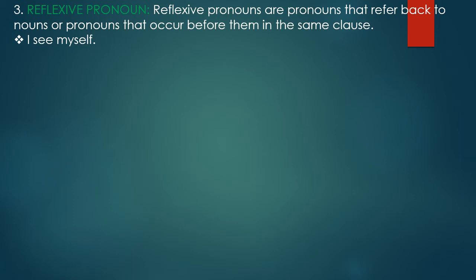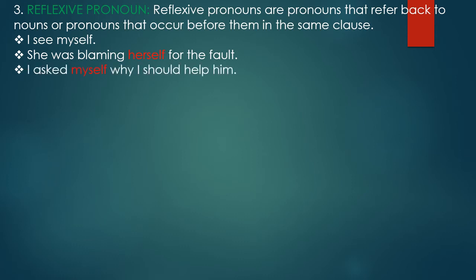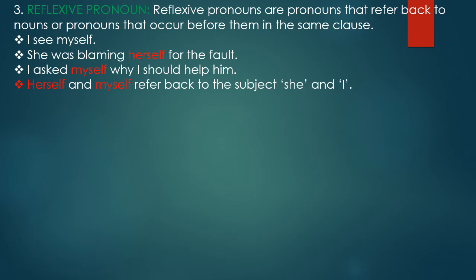Similarly, in the example 2, she was blaming herself for the fault. Number 3, I asked myself why I should help him. Number 4, here it is not the example, it is just the specification of other sentences. What we have done here, herself and myself refer back to the subject. What are the subjects? She and I. So herself denotes to she, or we can say refer back to she, and myself refer back to I.